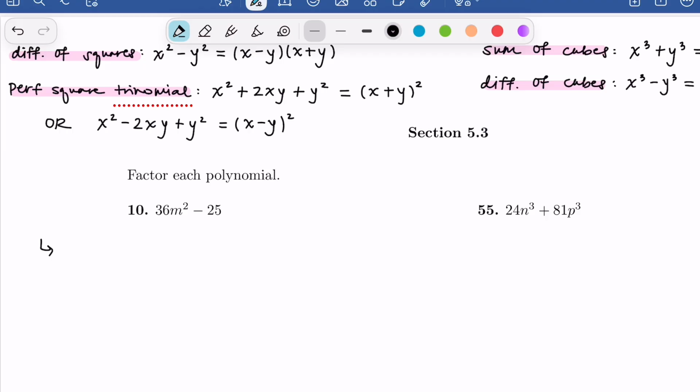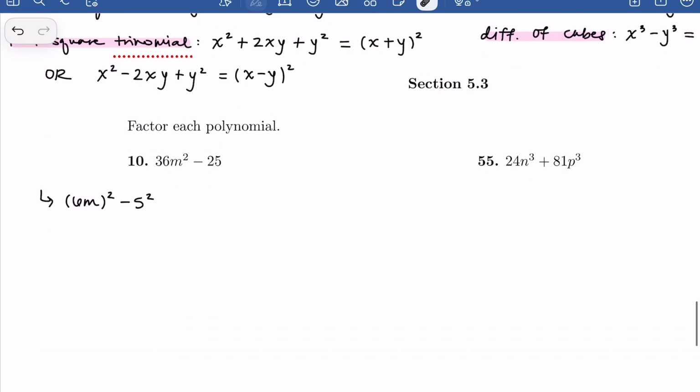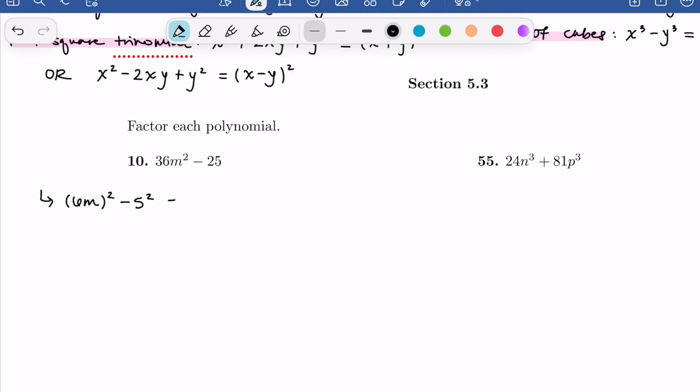Notice 36m squared can be written as 6m squared using our exponent rules, and 25 can be written as 5 squared. Now, notice we have a difference of squares. This 6m being squared tells us that's going to be our x value, and this 5 being squared tells us that's going to be our y value that gets squared. So what we're going to do is plug that into this factored form. The difference of squares says we're going to have our first value, that x, minus our y, times that x plus y.